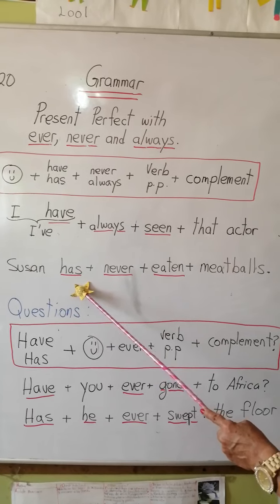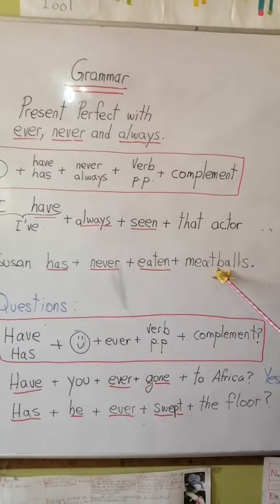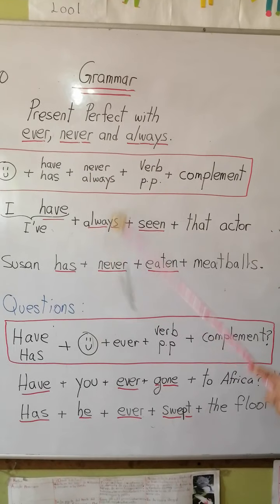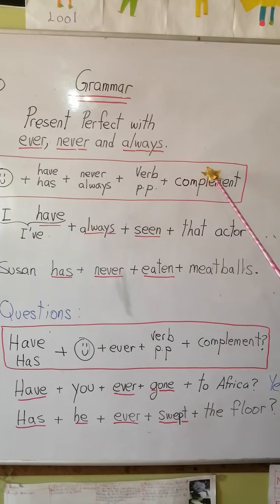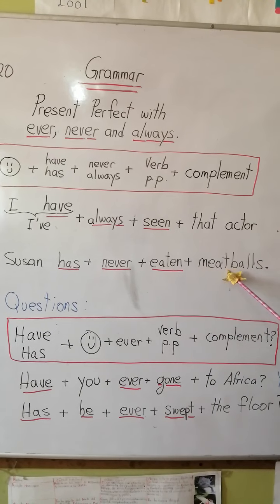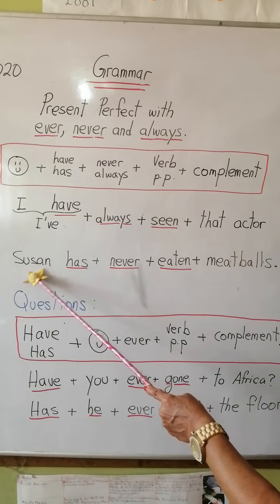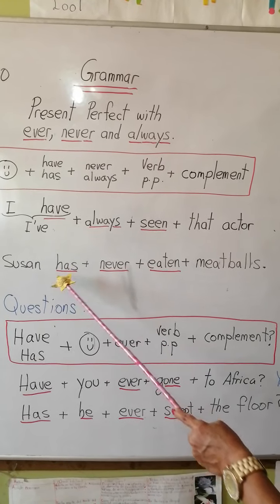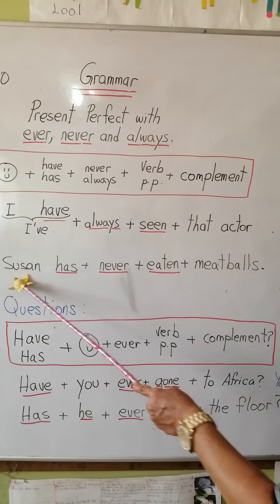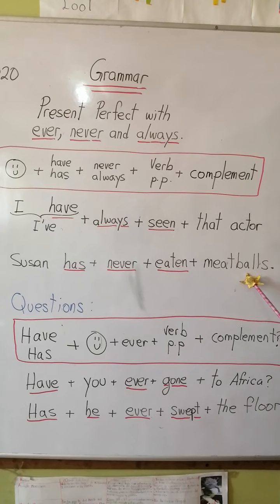Susan has never eaten meatballs. Okay, we have here the subject, has, never, verb in past participle, and complement. Susan has never eaten meatballs. Here, the translation is, Susan nunca ha comido albóndigas.